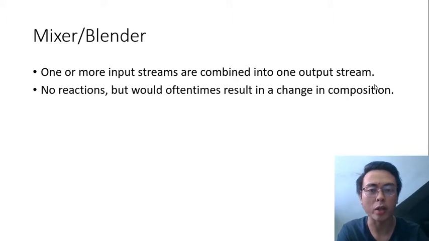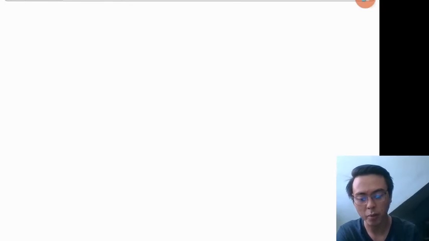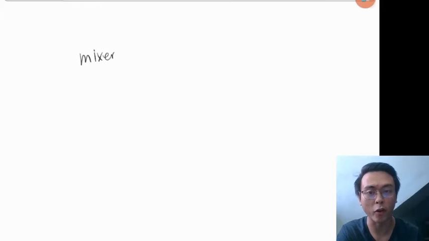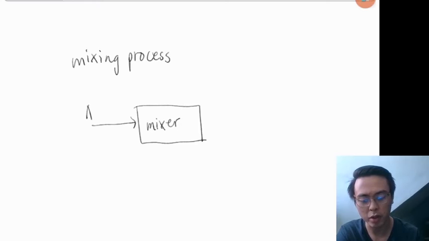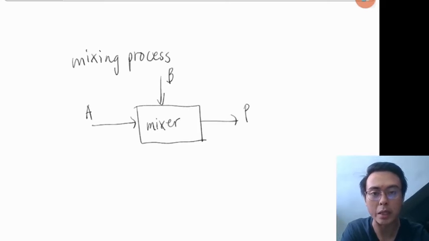You have already been acquainted with how a mixer works, but just to review, let's draw a flowchart for a mixer. So for a mixing process, the mixer is the name of the unit process. Okay, so this is a mixer. You have an input stream, we can label this as A or as B, and then you have an output stream, which is the products or the P. Okay, that's an example of the mixer.